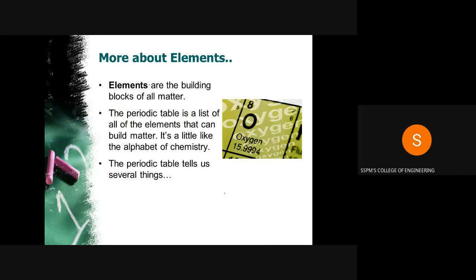Elements are the building blocks of all matter. The periodic table is a list of all the elements that can build matter. It's a little like the alphabet of chemistry. The periodic table tells us several things. When you observe the periodic table, we already know about the S block elements. The periodic table is made up of 4 blocks: S block, P block, D block and F block.